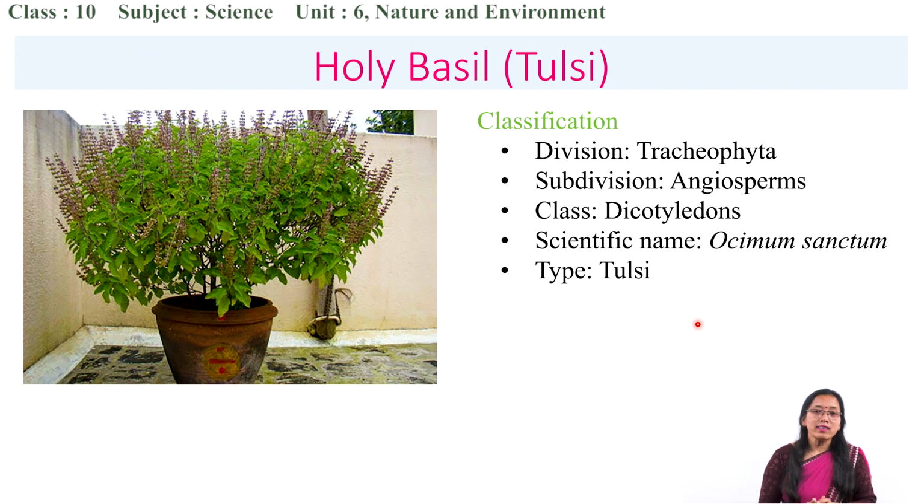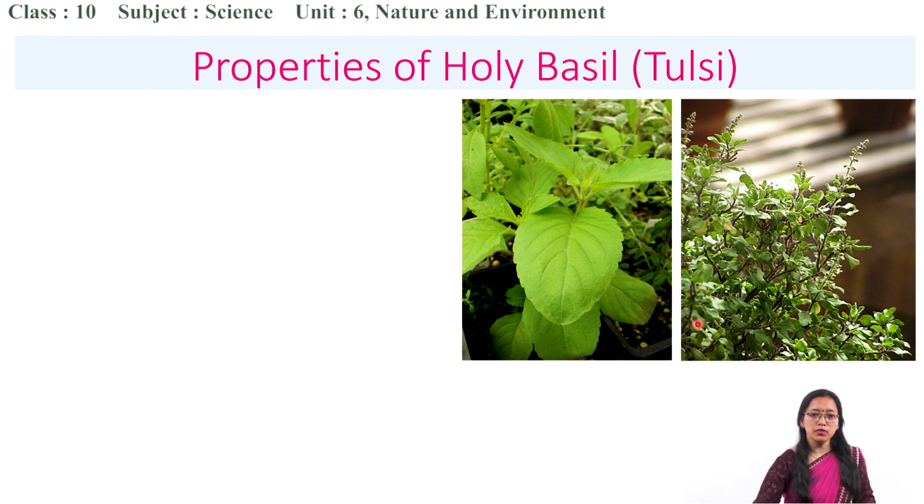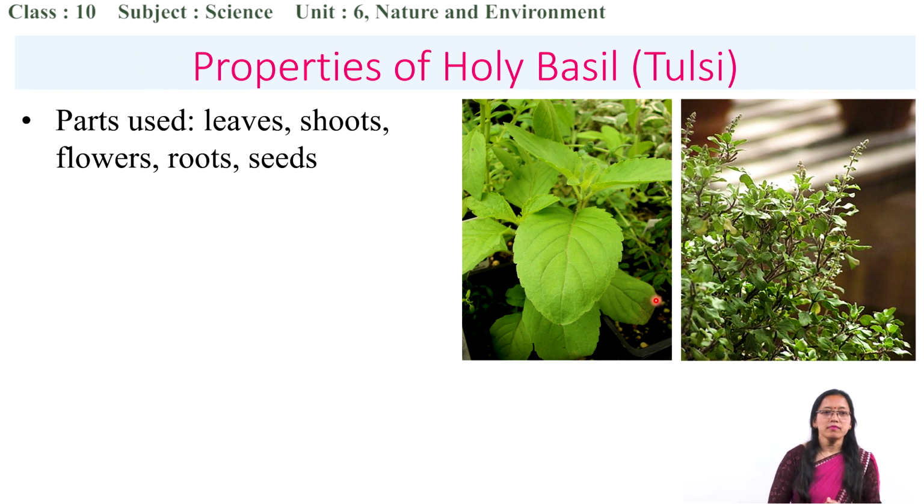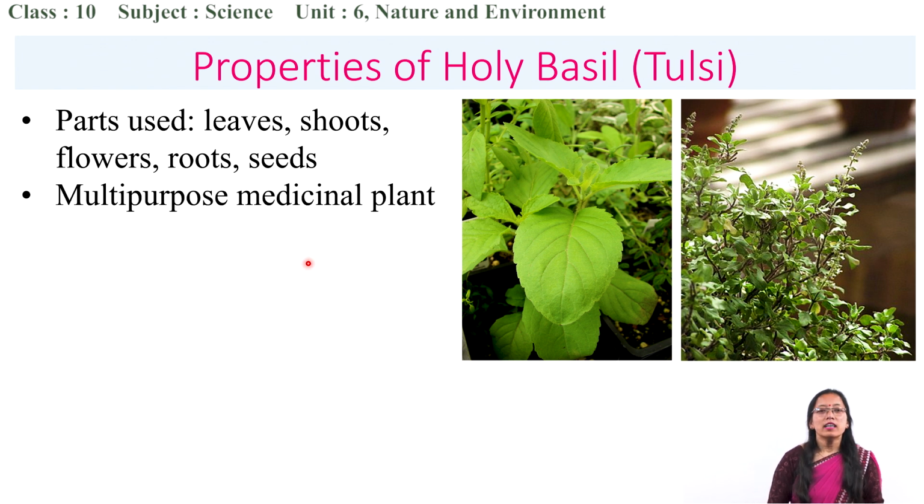Then what are the characteristics or properties of this holy basil or tulsi? All of you know that this is a very small bushy plant. And mainly what parts are used as medicine? The parts used as medicine are leaves, shoots, flowers, roots, seeds, every part. And it is a multi-purpose medicinal plant.